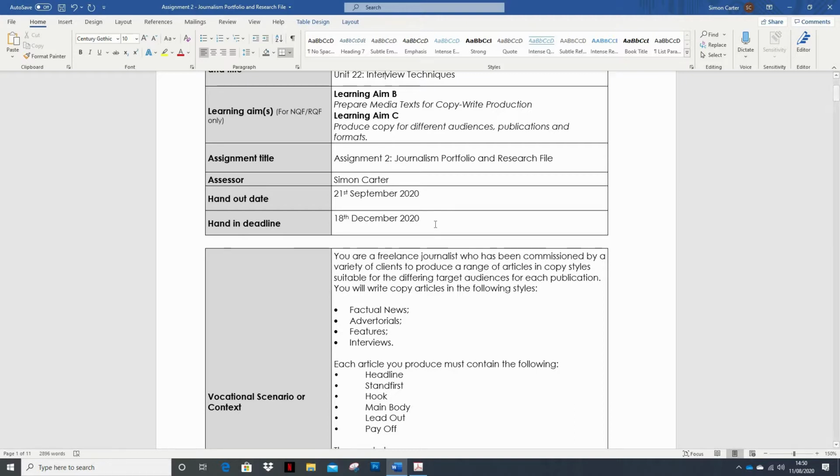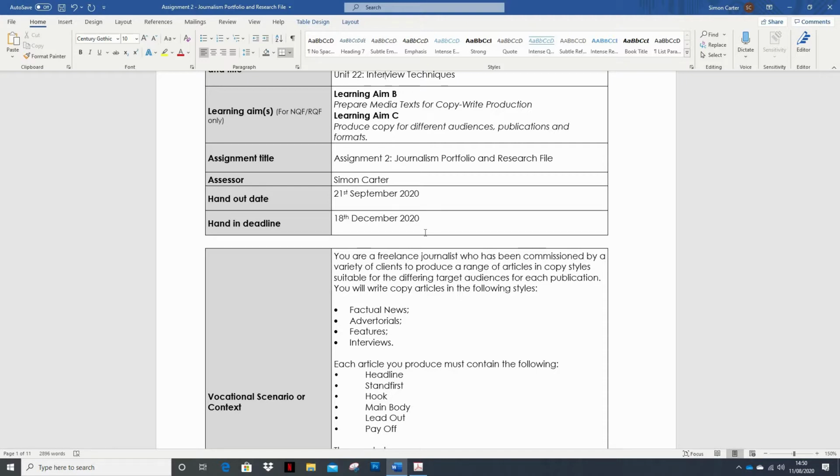If you miss a deadline for any of your assignments, you basically forfeit your chance for a resubmission of that particular assignment. That means the grade you get if you hand it in late is the grade you get, and you can't go back and resubmit and improve it and try to push up to a higher grade. So say for example you were to hand in this piece of work on the 25th of December, why you'd hand in a piece of work on Christmas Day, I don't know, and I mark it and you get, I don't know, a pass grade.